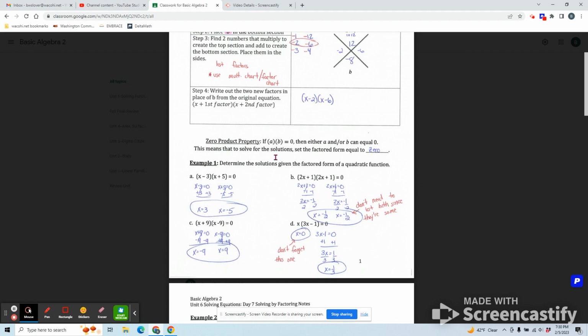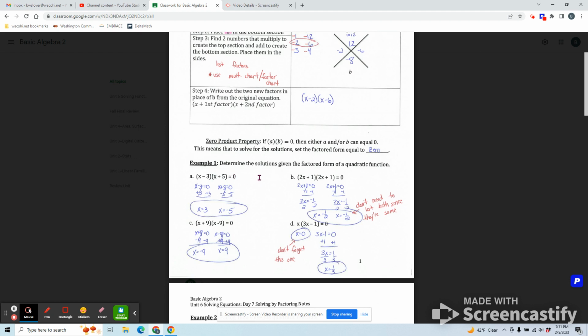So if you think about it, if I have 3 times 4, what does that equal? 0. If I have 0 times 3, what does that equal? 0. Well, what if I have 0 times 0? 0. Right, so as long as there's a 0 that you're multiplying by, you're going to get 0 as your answer. And that's what we're focusing on today, because everything that I'm giving you is going to be set equal to 0. So the first part is getting us ready for that.